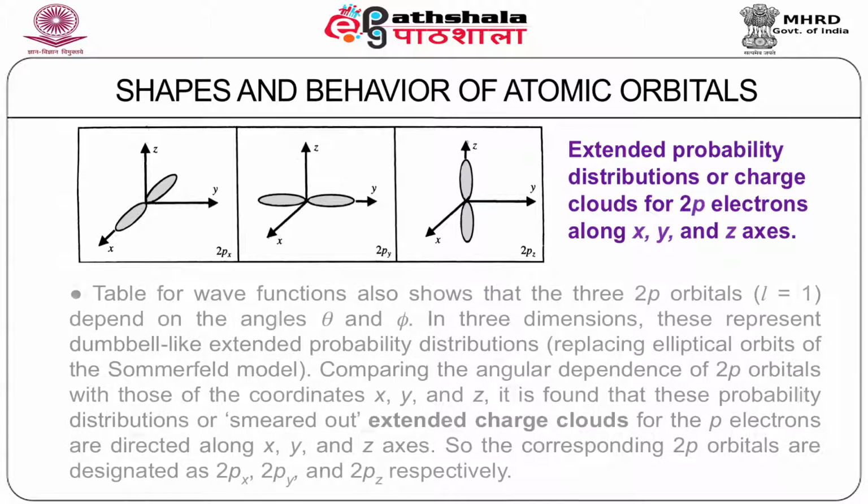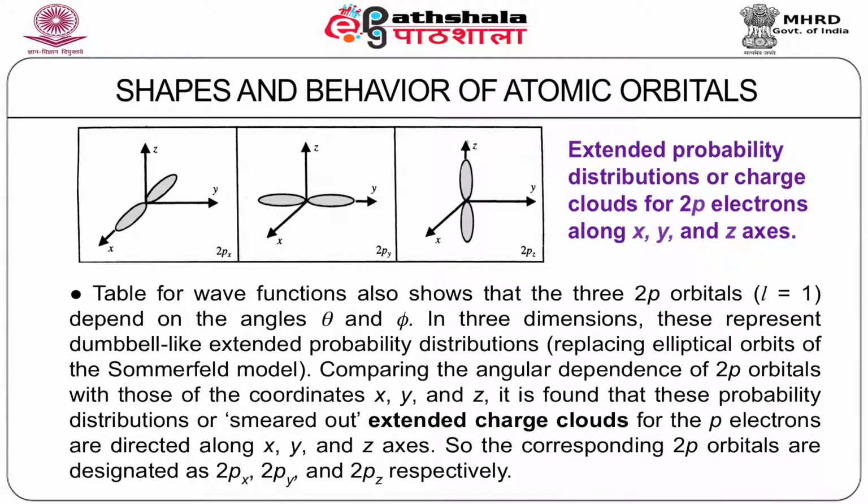Well, and then we talk about the extended probability distributions or charge clouds for 2p electrons along x, y, and z axis. The table for wave functions also shows that the three 2p orbitals, which is L equal to 1, depend on the angles theta and phi. In 3 dimensions, these represent dumbbell-like extended probability distributions, replacing elliptical orbits of the Sommerfeld model. So comparing the angular dependence of 2p orbitals with those of the coordinates x, y, and z, it is found that these probability distributions or smeared out extended charge clouds for the p electrons are directed along the x, y, and z axis.